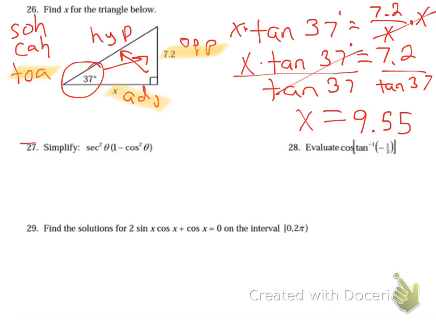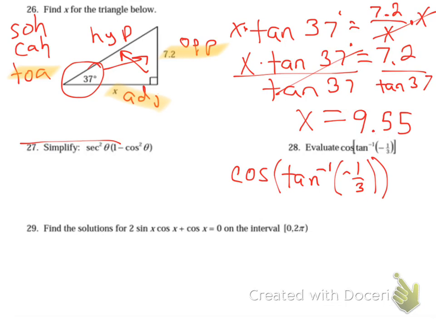We have not looked at 27. 28 you can do simply in your calculator. That would be typing in the cosine, parentheses, the inverse tangent, remember that's second tangent, of negative 1/3.